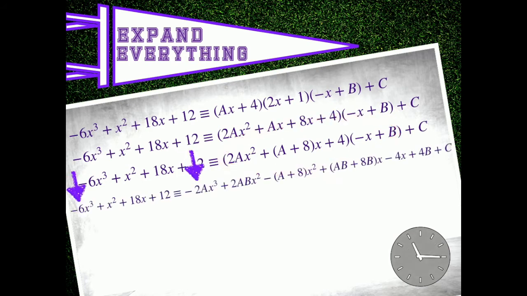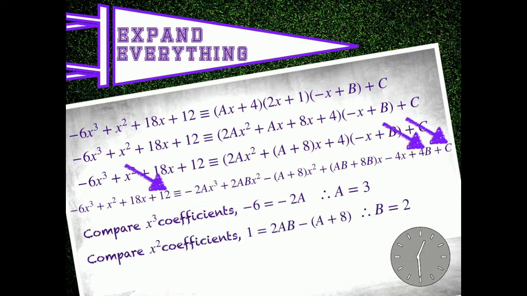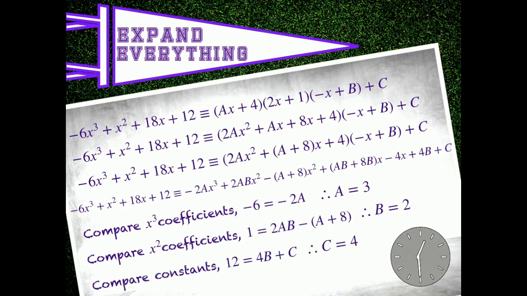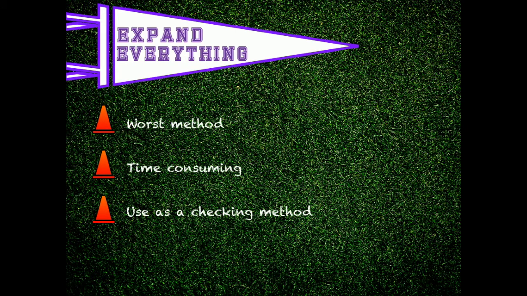If you're still conscious at this point, notice how all the terms are laid out for comparison. Solve for a. Solve for b. And finally, solve for c. It's obvious now why expand everything is the worst play. It's intensive and slow, and at best should only be used as a counter-checking method.